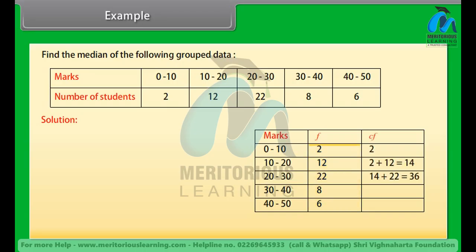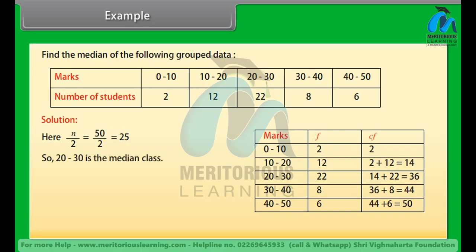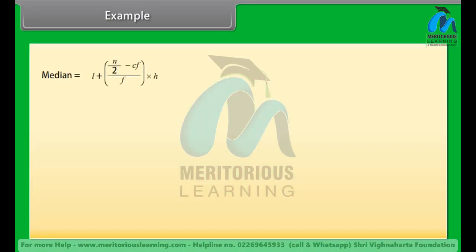In the third column, we have found the cumulative frequency. After that, n by 2 equals 50 by 2, which is 25. So, 20 to 30 is the median class. Now L is 20, H is 10, CF is 14, F is 22. And then we calculate the median using the formula given below.